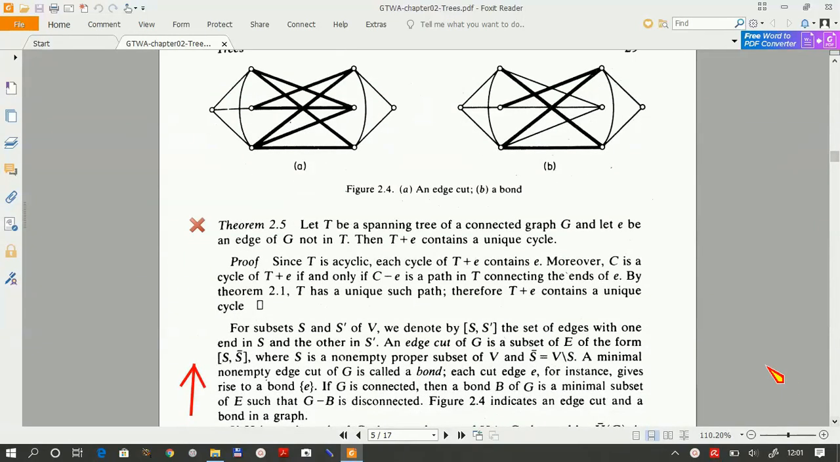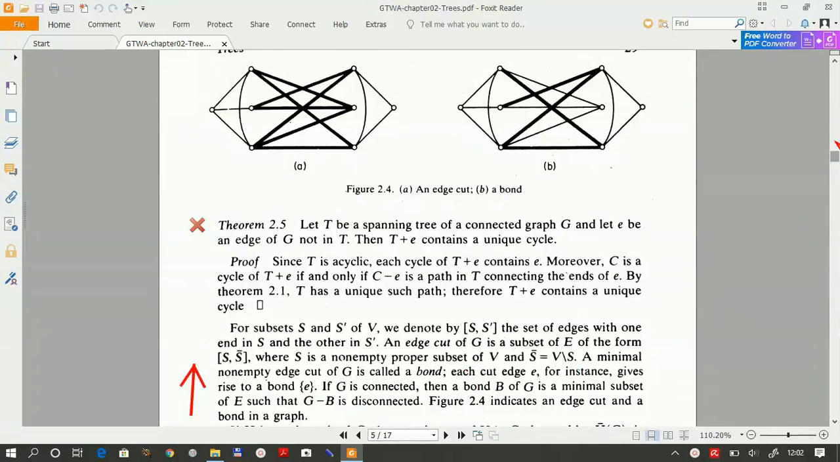By the way, a minimal non-empty edge cut of G is called a bond. And of course, in particular, if you have a cut edge, that gives you a bond. If G is connected, a bond of G is a minimal subset B such that the deletion of the edges in B makes the graph disconnected.